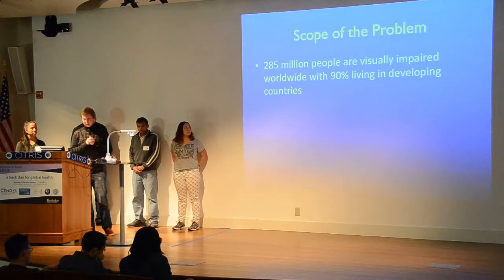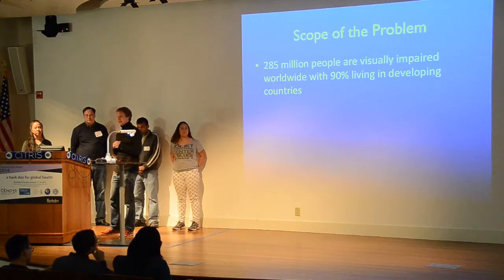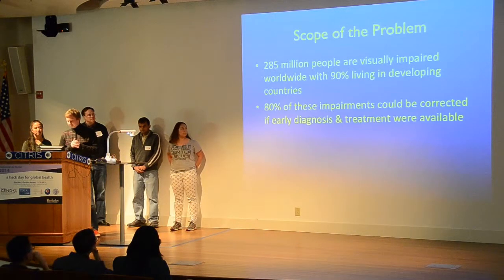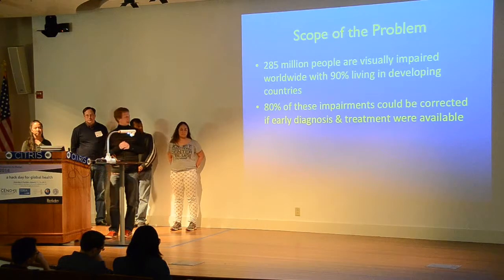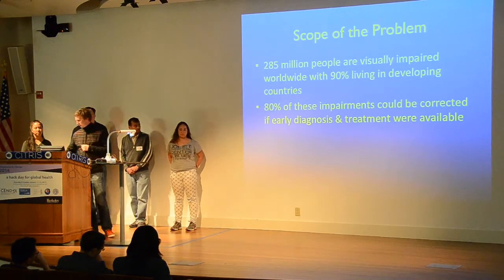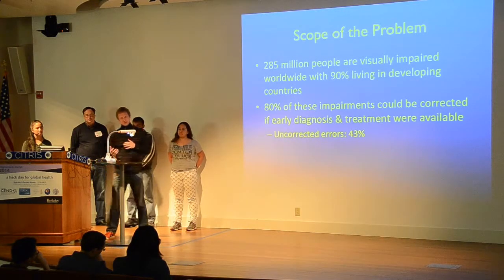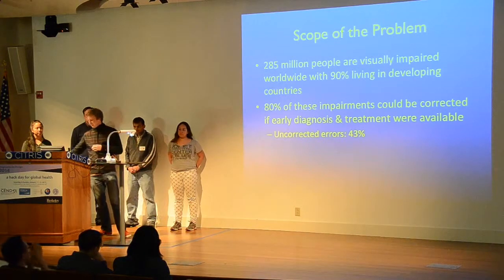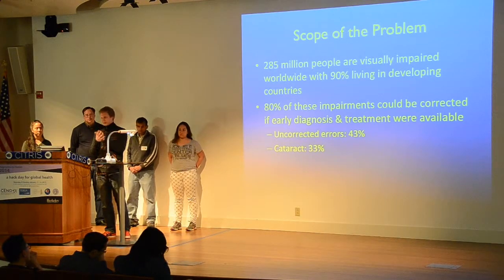And it's actually quite common. 285 million people are visually impaired, and 90% of those are living in developing countries. And even more striking, 80% of those impairments in developing countries could be corrected if they're diagnosed and treated quickly. So we're looking at things like uncorrected errors, whether refractory errors or strabismus, which is a misalignment of eyes. That's 43% of these cases. Cataracts, which is when the lens is no longer clear, is 33%.